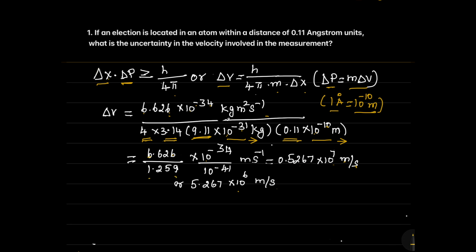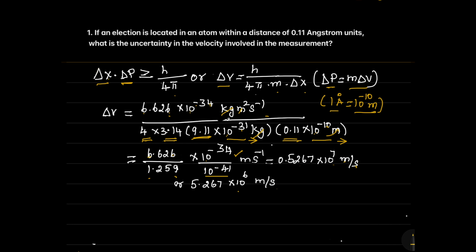which gives rise to 6.626 divided by 1.259. Coming to the exponential part, there is 10 raised to the power of minus 34 in the numerator, and in the denominator, 10 raised to the power of minus 31 into 10 raised to the power of minus 10 gives rise to 10 raised to the power of minus 41. On simplification, the units give rise to meters per second on cancelling the common units, that is kilogram meter.